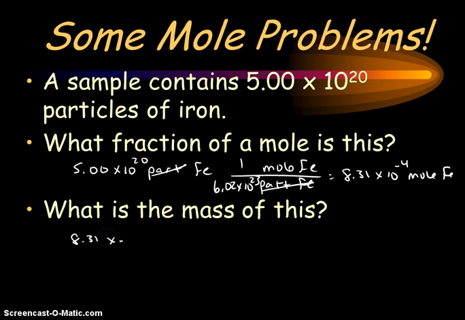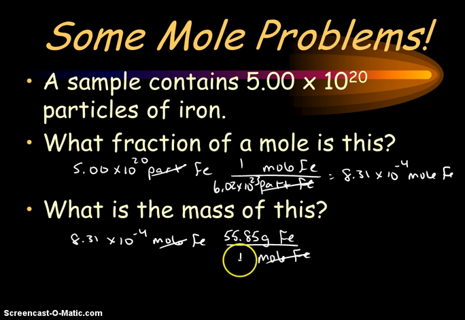8.31 times 10 to the negative 4 moles of iron. I'm going to cancel out moles of iron by putting it in the denominator. And I want to go to grams of iron, so we'll put that in the numerator. So we'll have to look up iron on the periodic table, and that will tell us how many grams there are per mole. And we see that for iron, 55.85 grams equals 1 mole.